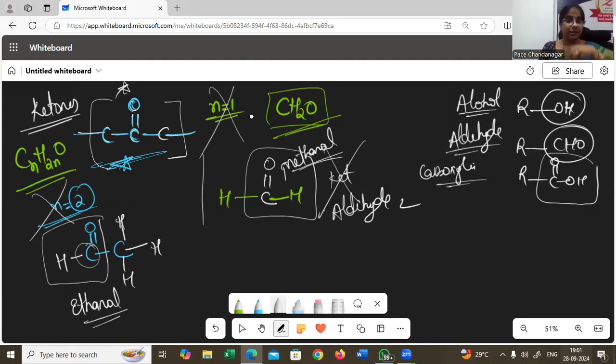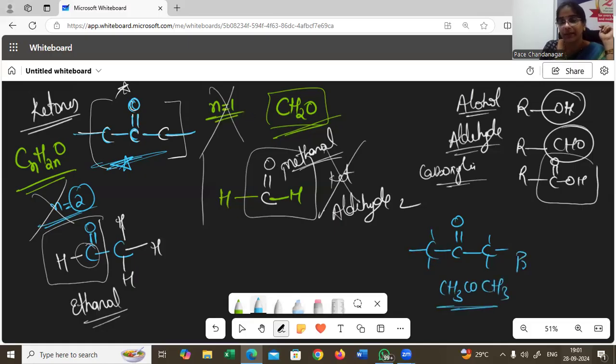This is ethanal. It is not a ketone. So your ketone starts from 3 carbons only, right? So now you fill it up. Now this is CH3, CO, CH3. This is a ketone, and this is propanone. Propanone is the name for it. One is the tag for it. Okay, that is propanone.